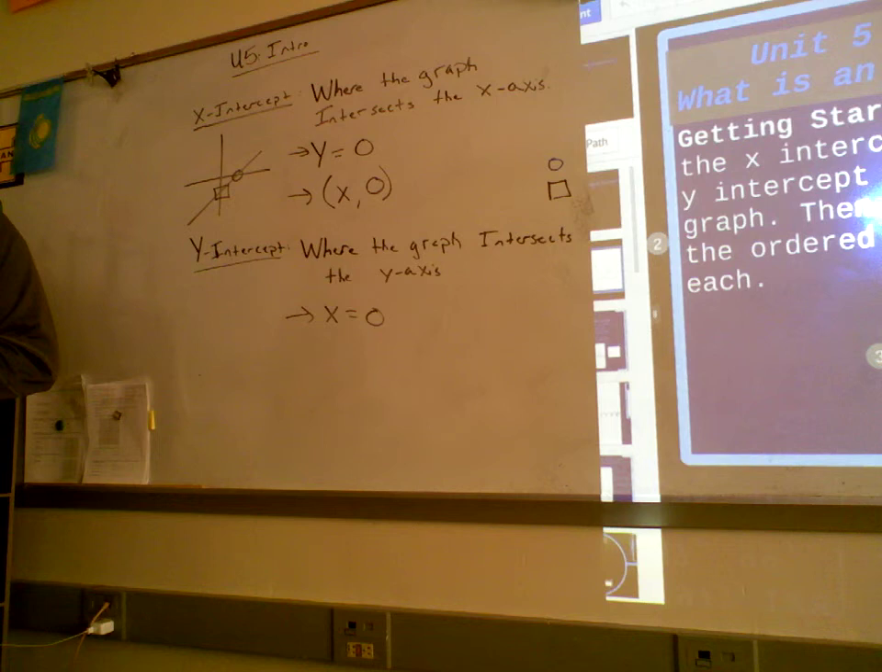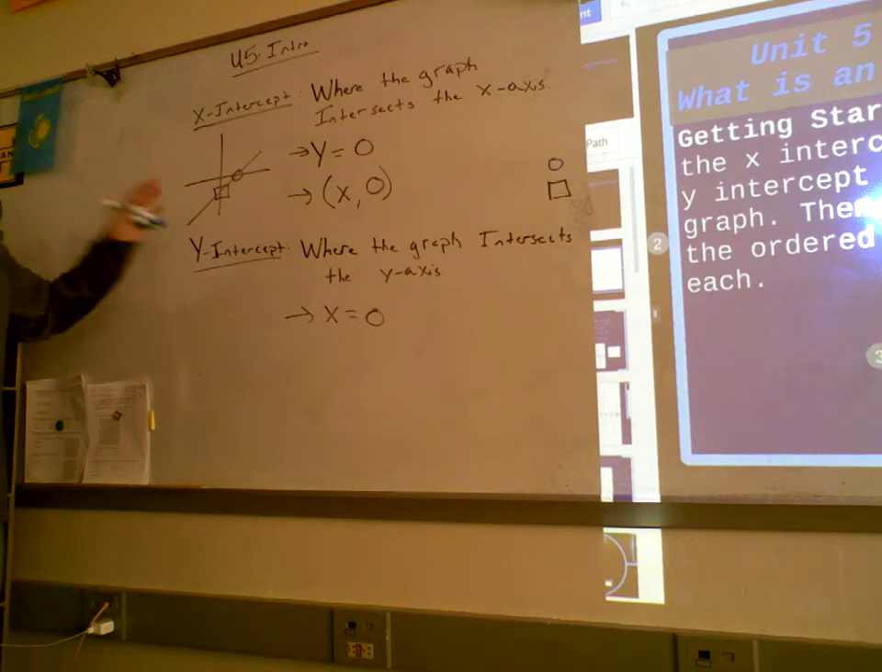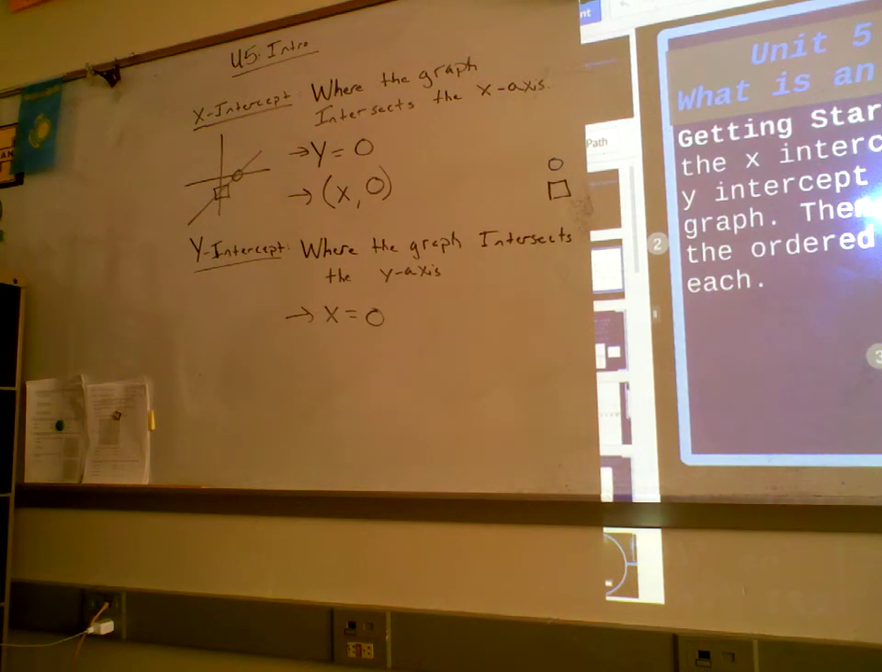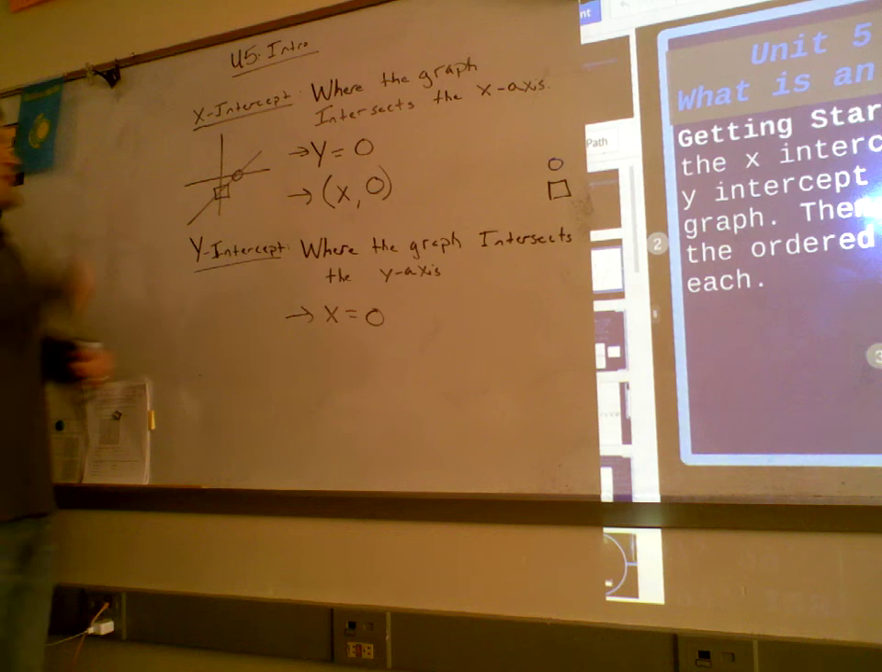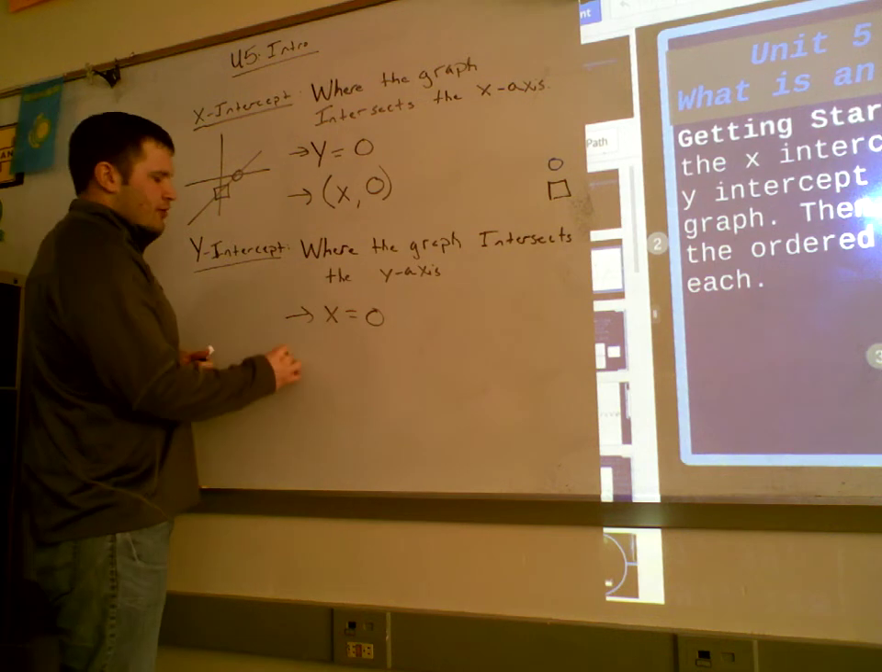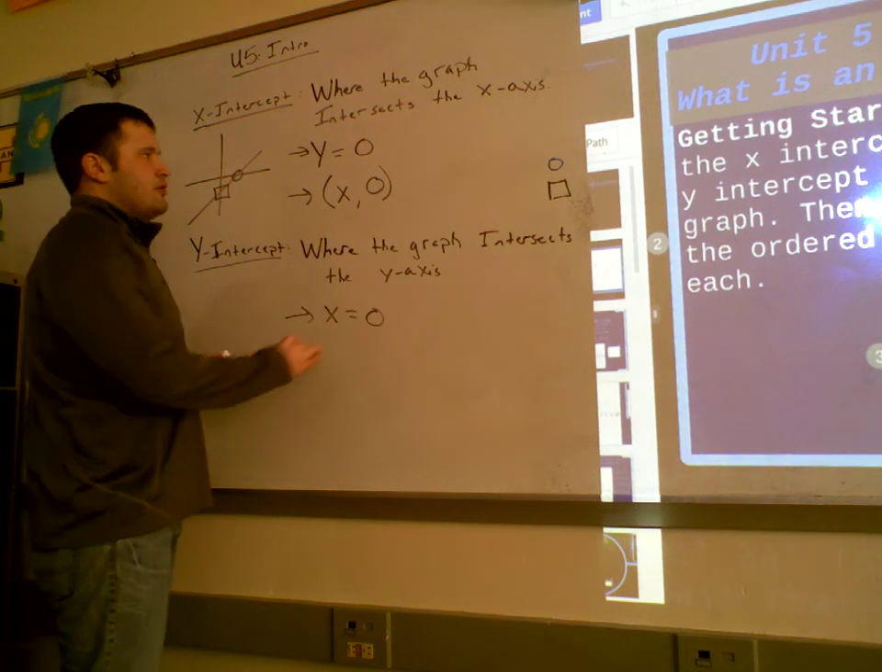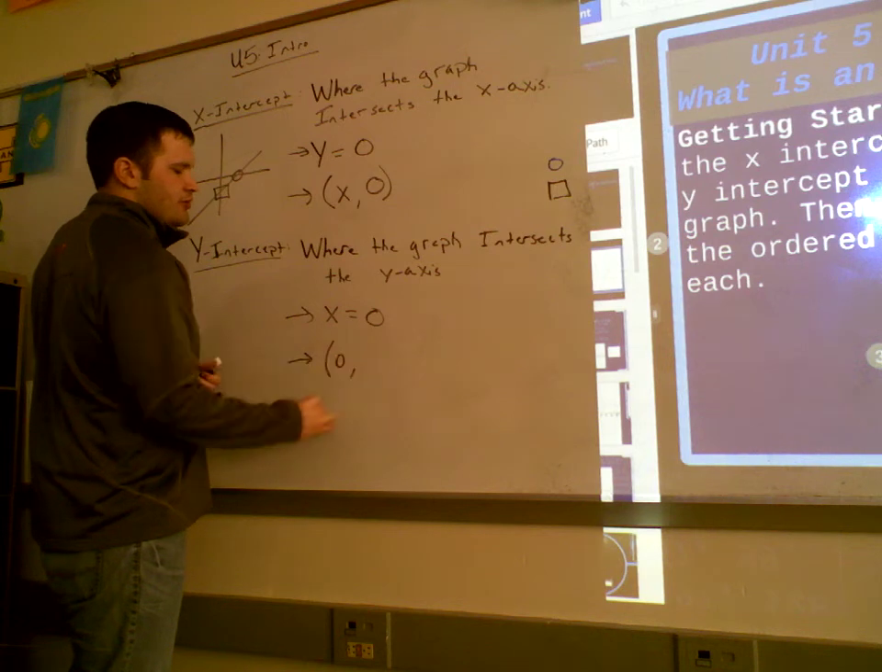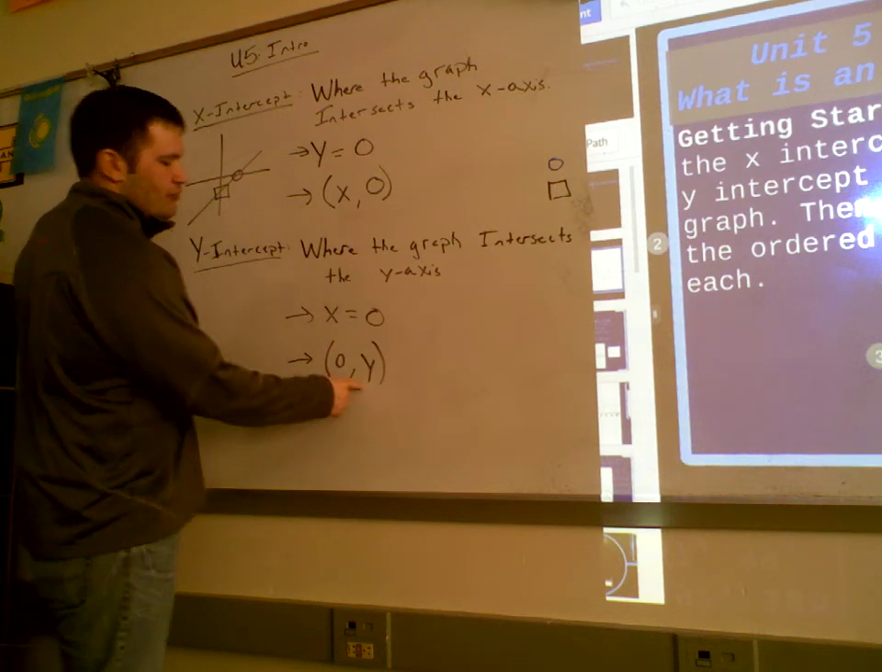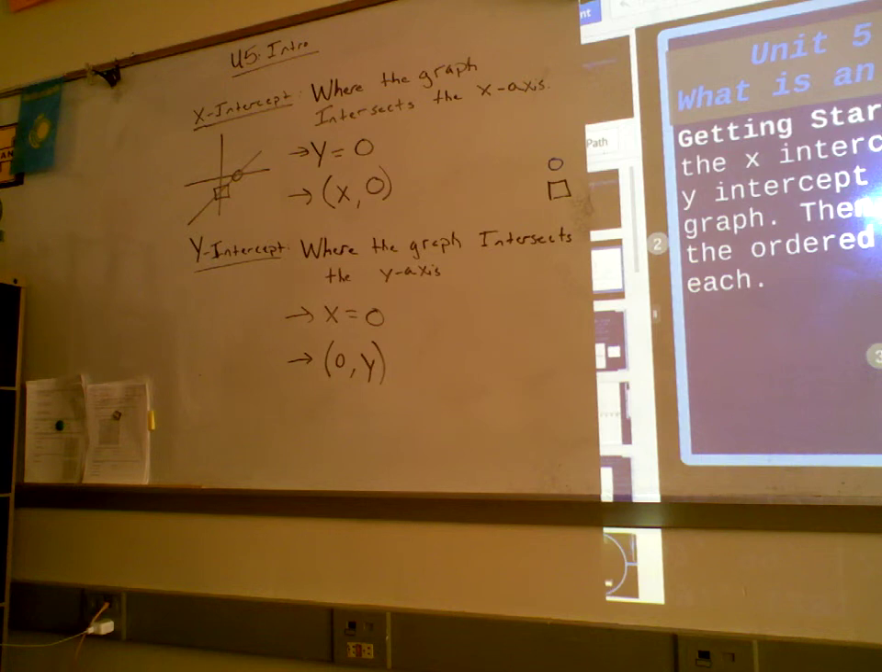Right? We haven't slid left or right at all, have we? It's right on that vertical line called the y-axis. Every point that's a y-intercept will have an ordered pair that looks like what? 0, comma, y. Whatever the y-intercept is, that'll be the y.